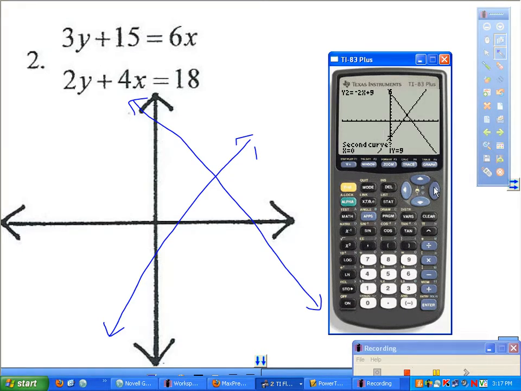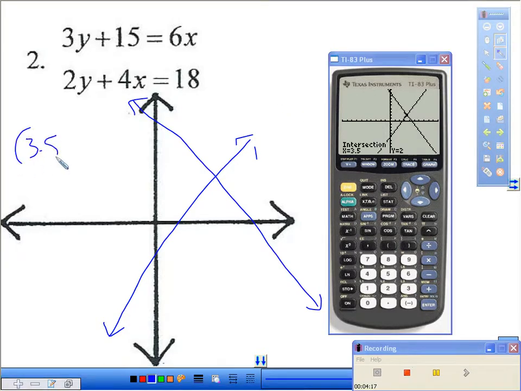And then guess. I'm just going to scroll over somewhere close to where it looks like they intersect. It doesn't have to be exact, and hit enter again. When we do that, it gives us the coordinates 3.5, 2. So these are the coordinates of a point that would satisfy both of these equations, to where if we plugged this value in for x and this value in for y, it would make the left-hand side of the equation equal to the right-hand side of the equation.